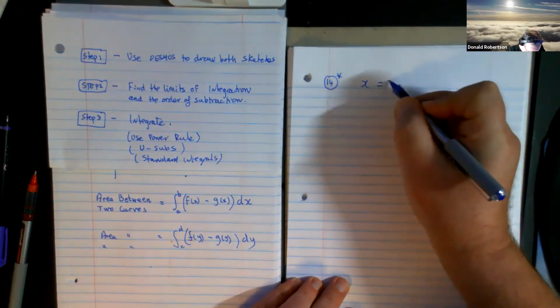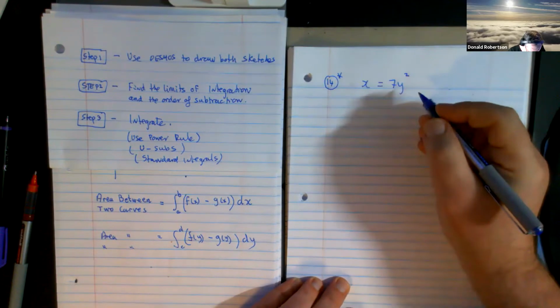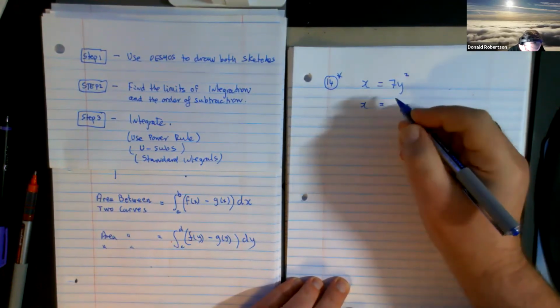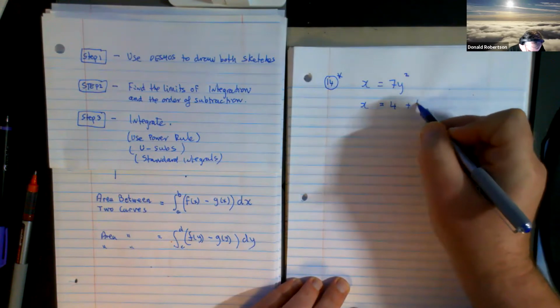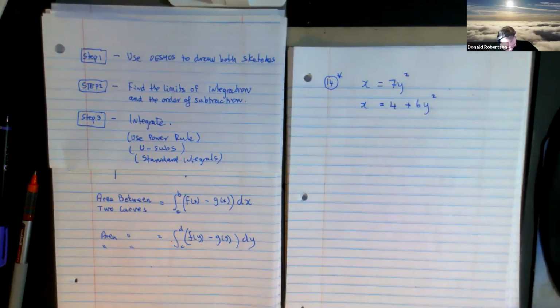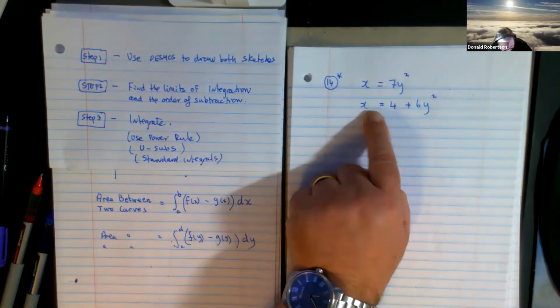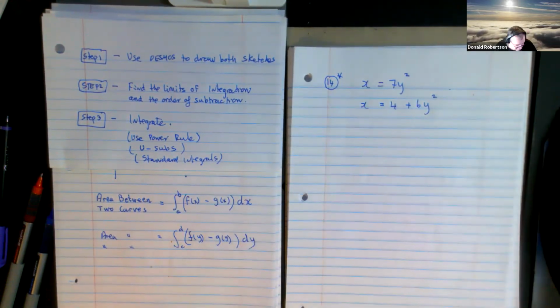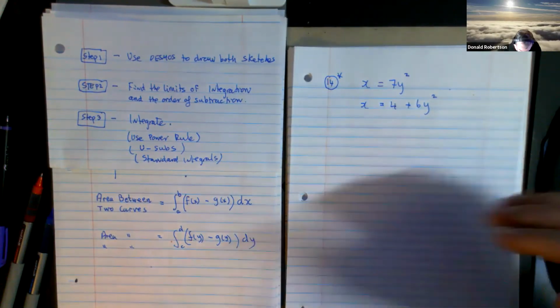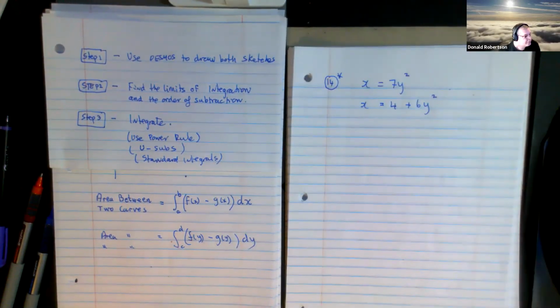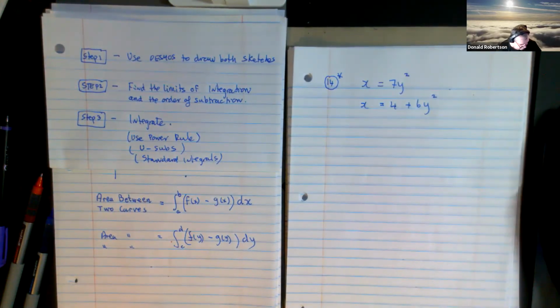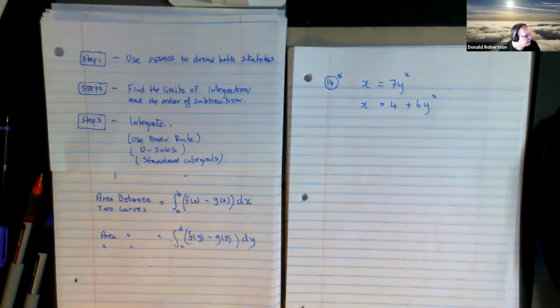We have x equals 7y squared, and we have x equals 4 plus 6y squared. And we are being asked to find the area enclosed by these, the area between those two curves. So that pretty much means I'm going to do every single one of the three steps. So I'm going to be starting with Desmos, and I'll show you what that looks like.